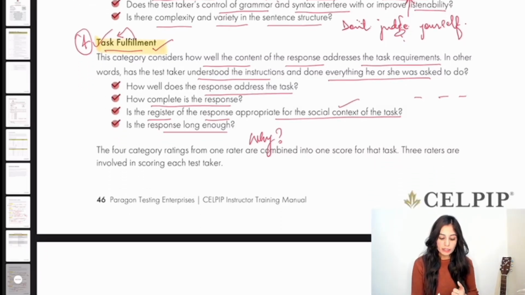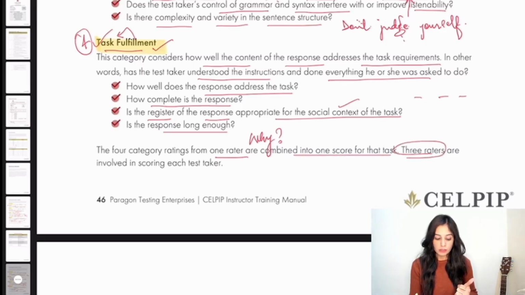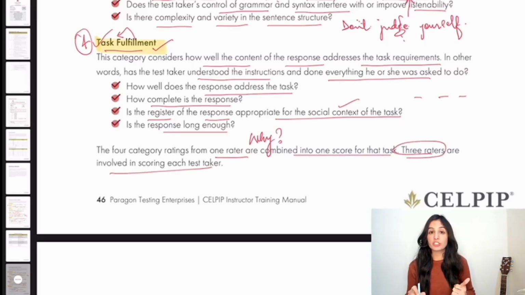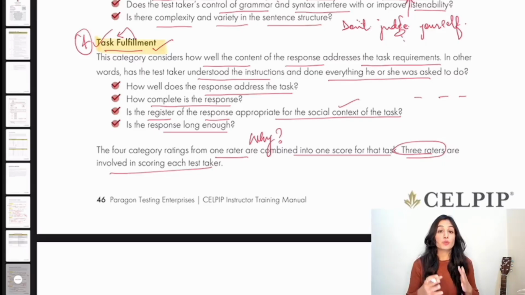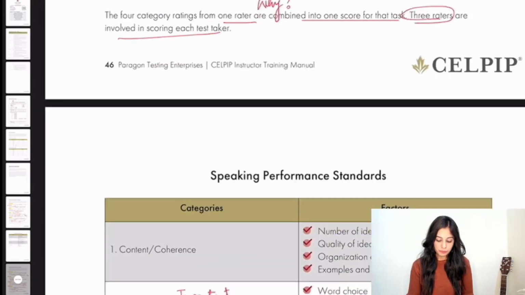The 4 category ratings from 1 rater are combined into 1 score for that task. 3 raters are involved in rating each task. As I mentioned in the beginning, if you've watched the previous videos, you would know that there are at least 3 raters.